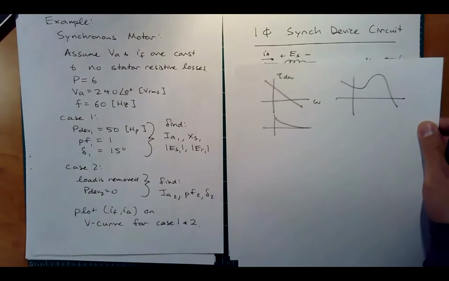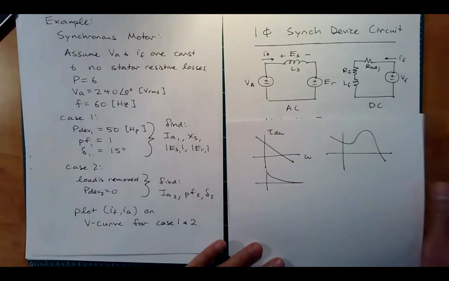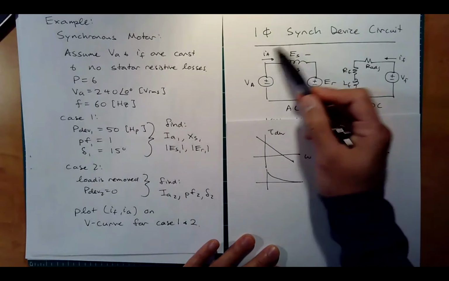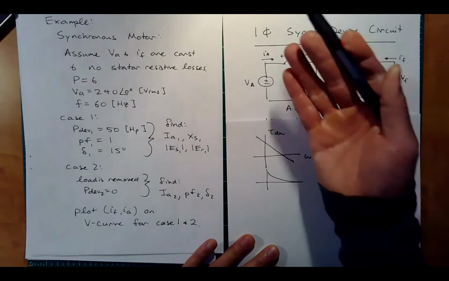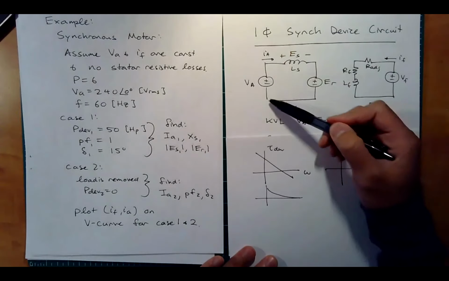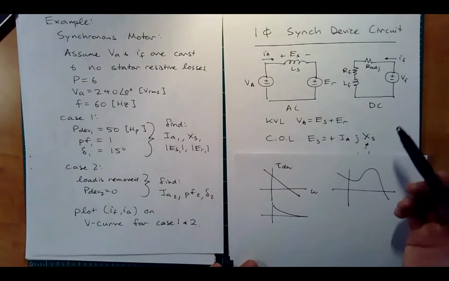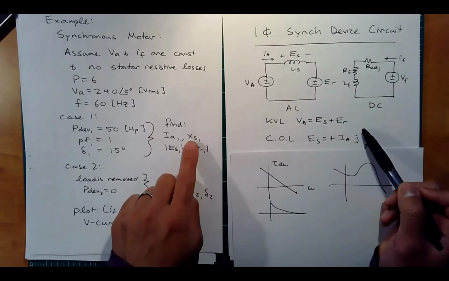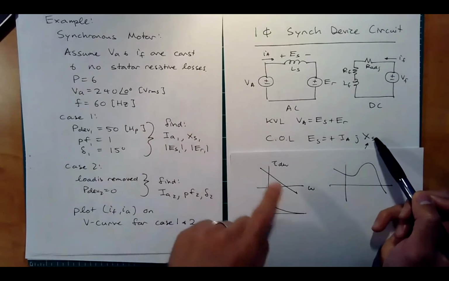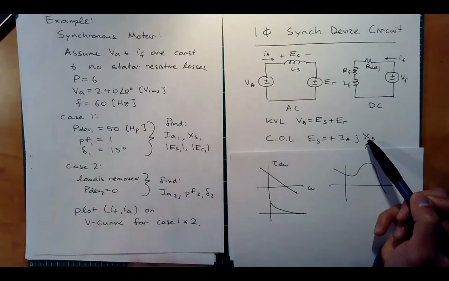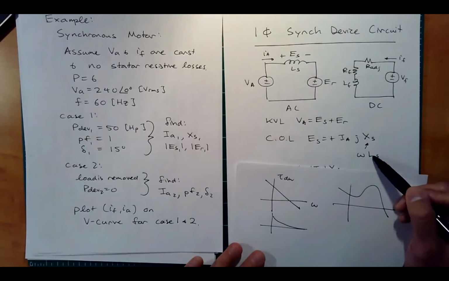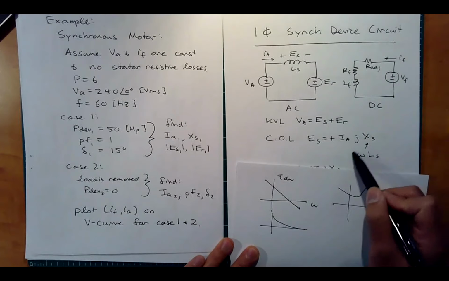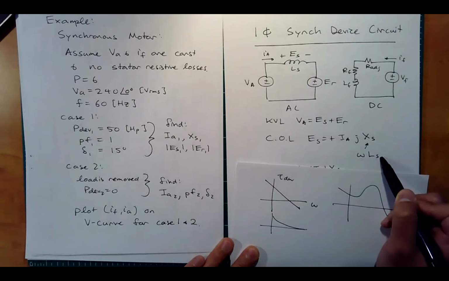Before we dive in, let's review all the tools that we have. So I redrew our circuit. We have VA, IA, ES, ER. This is the AC. This is our DC circuit. This is only one phase. What do we have? KVL: VA equals ES plus ER. Complex Ohm's law: ES equals IA times JXS, which we're going to need here. And remember, XS is the impedance here, which is constant for both. And recall that it's equal to omega LS, but I think in this problem we're not going to have to worry about this because they didn't give us the inductance.